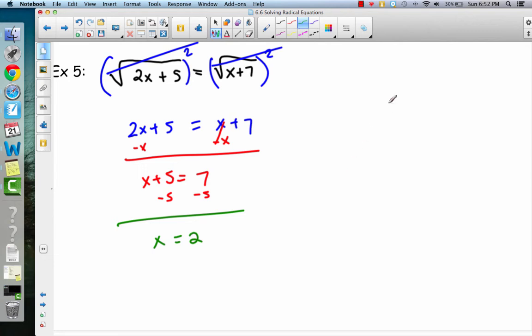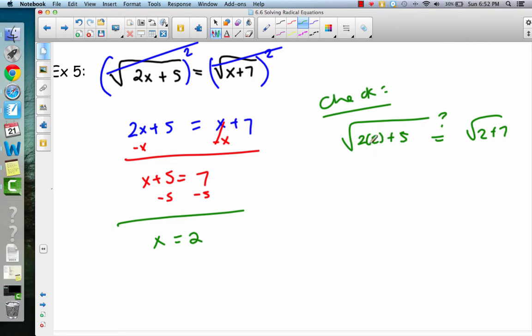Okay, and always, like I said, check your work. So I'm going to do my little check right here. Square root of 2 times 2 plus 5. Does that equal the square root of 2 plus 7? Well, it's 2 times 2. That's 4. Plus 5 is 9. So does the square root of 9 equal the square root of 9? Yes, it does. So there's our answer.